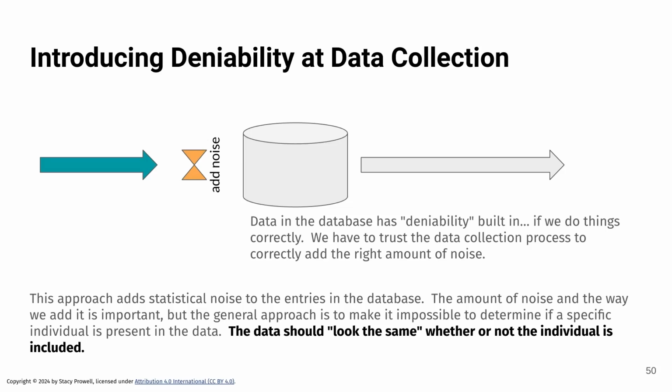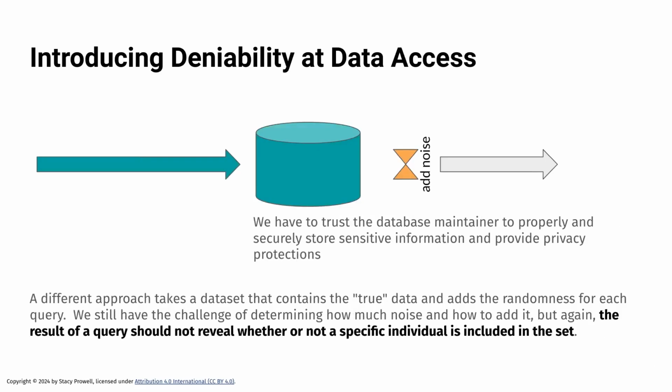We can also add noise when we remove information. So here, the data has the true information in it. We have to trust the database maintainer to take care of that. And then we add noise when there is a query. And again, the query should not let me determine if a specific individual is included in the set.